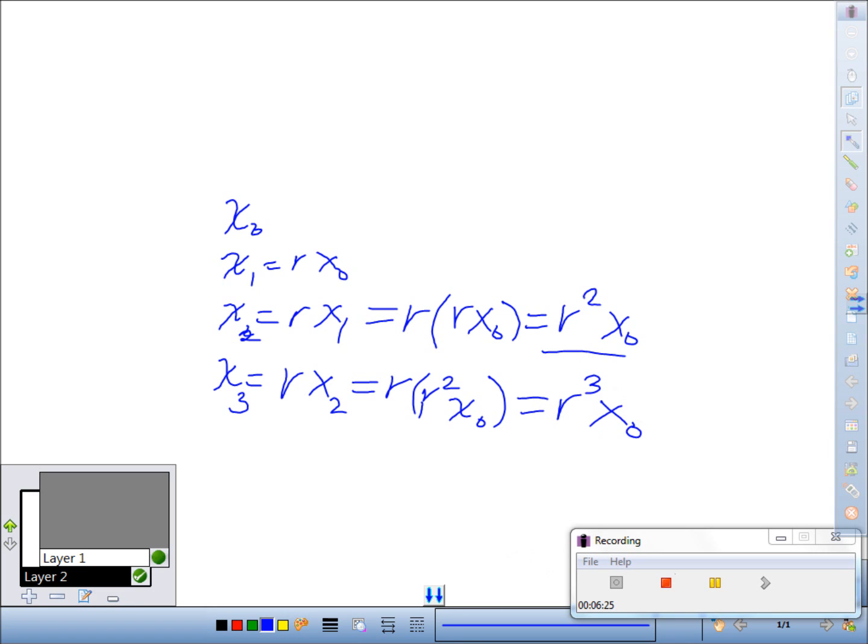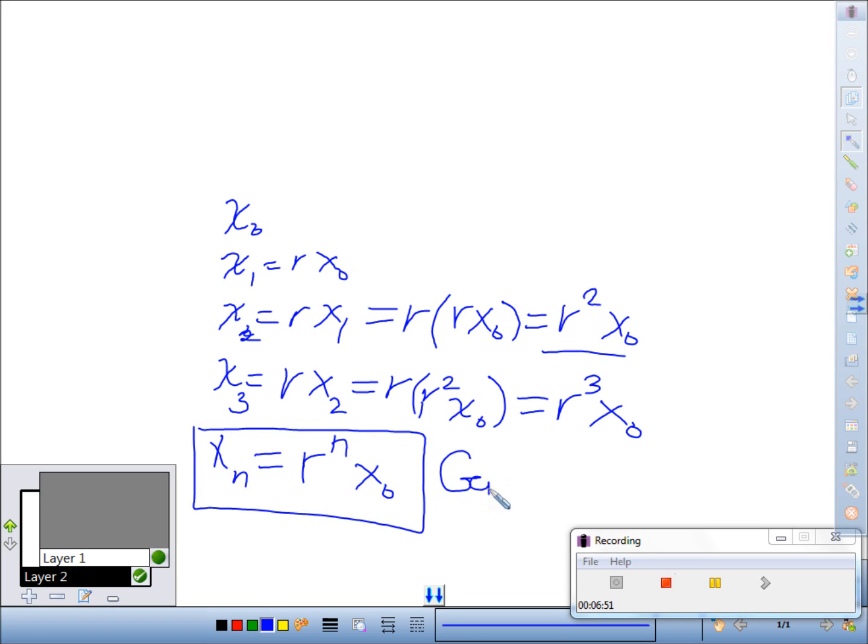So we see a similar pattern starting to emerge here, where we can now guess that x n is going to be r to the n times x of 0. And there are actually proof methods to prove that this is true, but it's fairly obvious. I think we can kind of jump there without too much problem. And this is the general form for geometric.